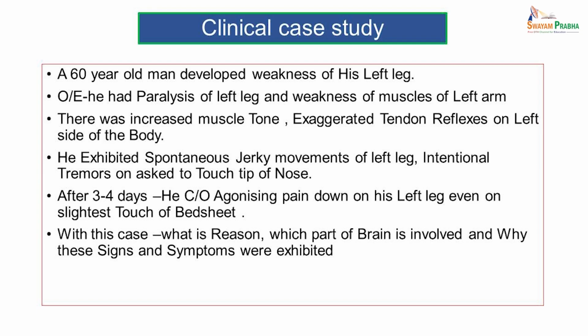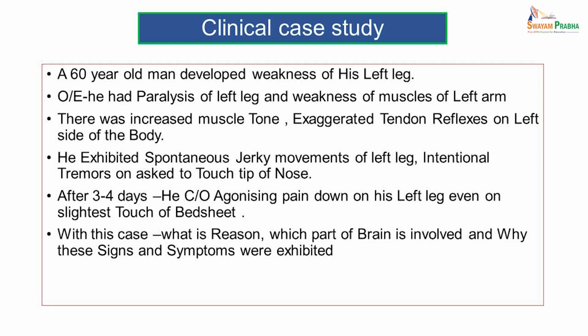So, in the neuroanatomy session, we start with a clinical case. A 60-year-old man developed weakness of his left leg, presented with paralysis of the left leg and weakness of the muscles in the left arm. On examination, there was increased muscle tone and exaggerated tendon reflexes on the left side of the body.